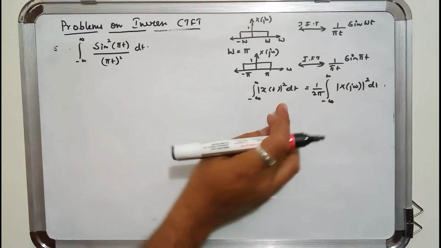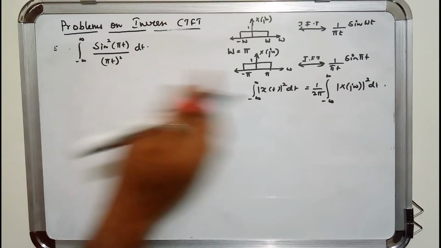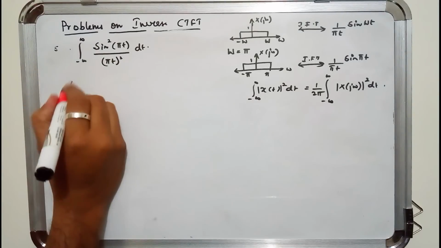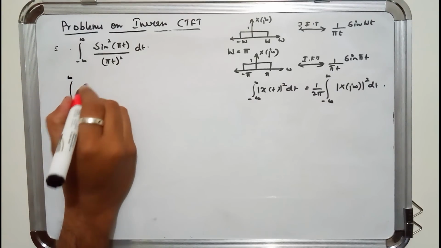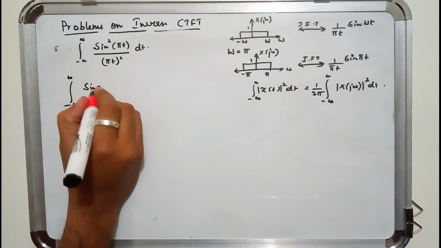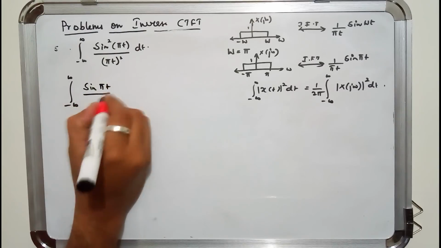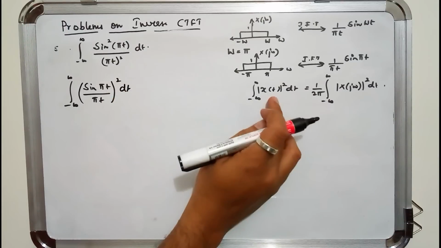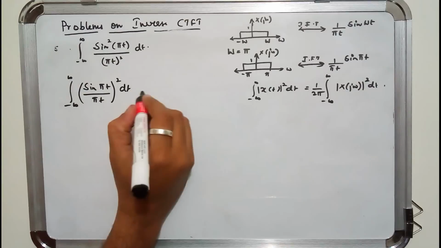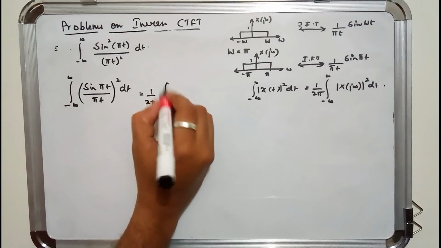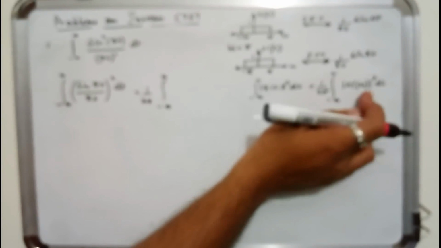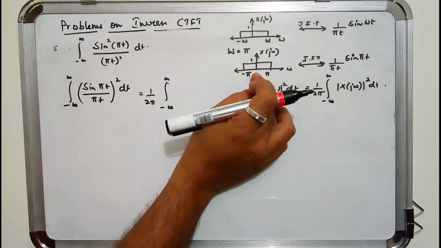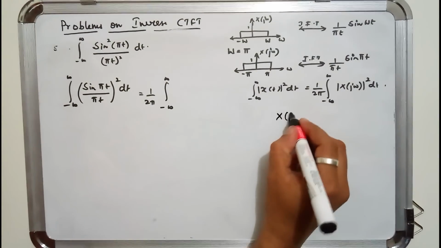Now what is my x of t here? It is sin pi t by pi t. So if I write this here, the integral from minus infinity to infinity of (sin pi t by pi t) whole square dt is, by Parseval's theorem, equal to 1 by 2 pi times the integration from minus infinity to infinity of, what is x of j omega? It is this function. So how do I model it mathematically?